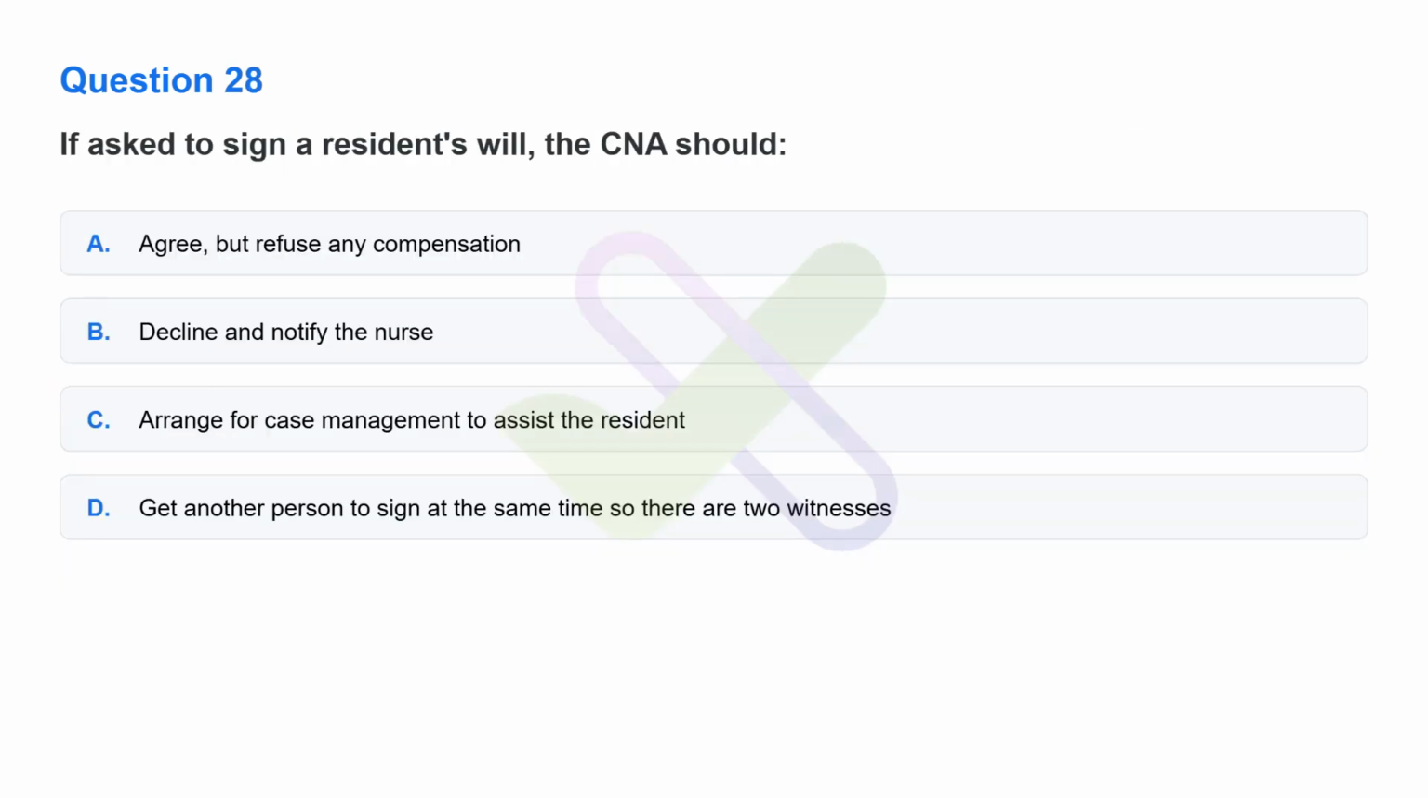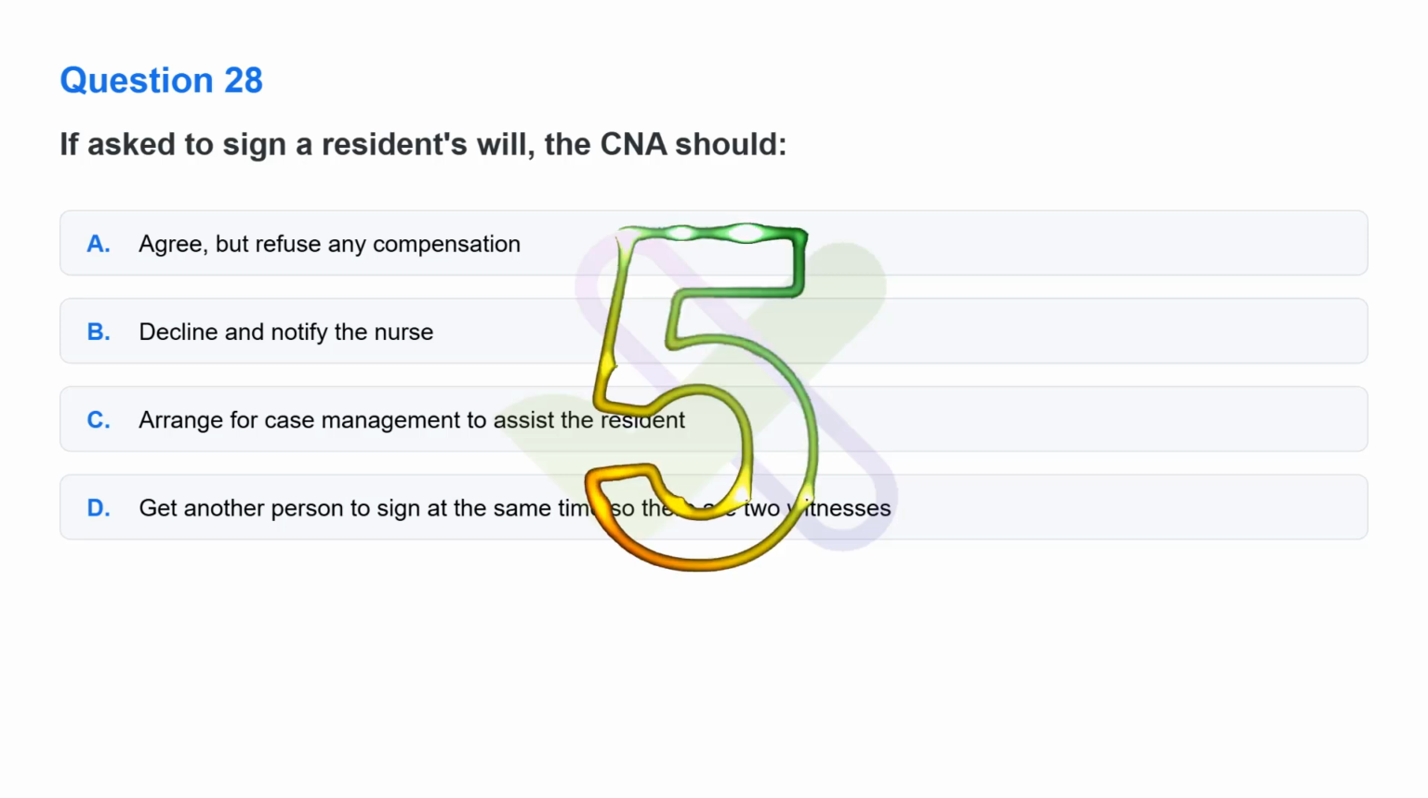If asked to sign a resident's will, the CNA should A, agree, but refuse any compensation, B, decline and notify the nurse, C, arrange for case management to assist the resident, D, get another person to sign at the same time so there are 2 witnesses.